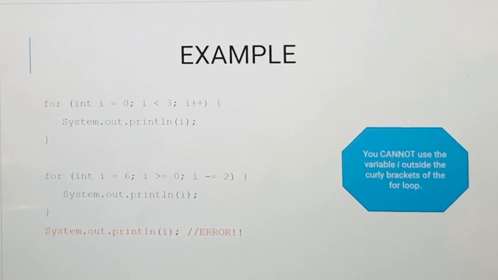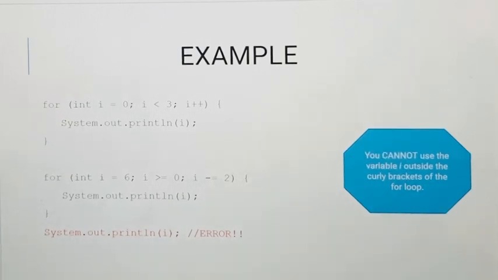The next example below is for (int i = 6; i >= 0; i -= 2). Again, our starting loop variable is i, and we create it equal to 6. Our condition is while i is greater than or equal to 0, and our incrementation is i -= 2, or the variable i subtracts 2 every iteration.